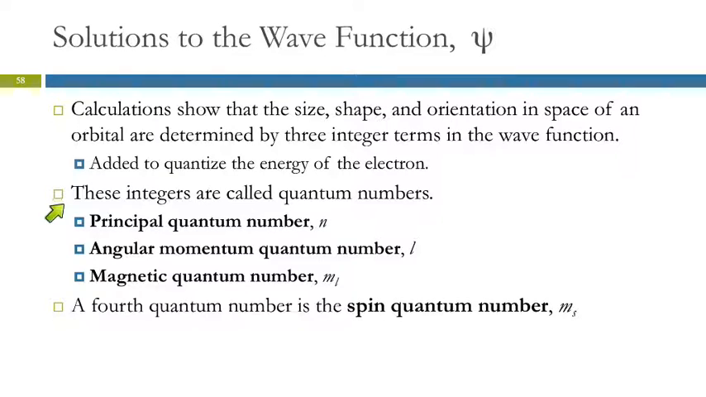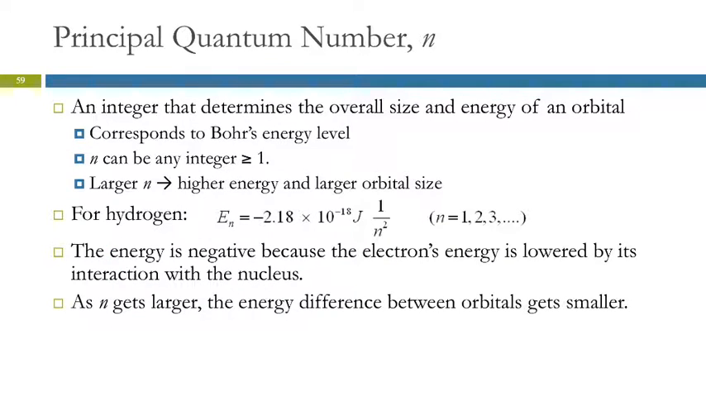These are called quantum numbers. They're put in to quantize the wave function. So n is the principal quantum number, l is the angular momentum quantum number, m sub l is the magnetic quantum number, and then there's another one, the spin quantum number. So this first one is an integer that describes the overall size and the overall energy of an orbital. This corresponds to the energy levels, the different orbits in Bohr's model. And so this is where Bohr's model can kind of help us visualize what's going on here.